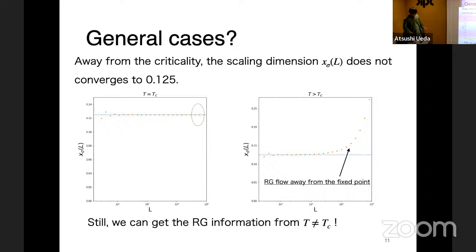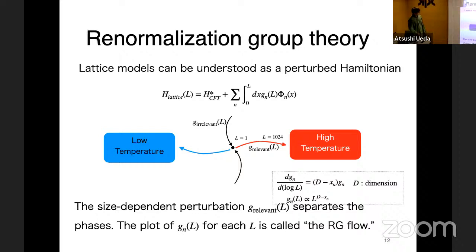However, we found that by analytically analyzing this divergence, you can also get information about the RG flow. Standard perturbative renormalization group theory says that a given lattice model near criticality can be understood as a perturbed Hamiltonian of the scale invariant Hamiltonian, like this one. So this is a perturbation term. And for example, if you have a non-zero coupling constant of the relevant operator here, the initial coupling constant can be given at L equal to one.